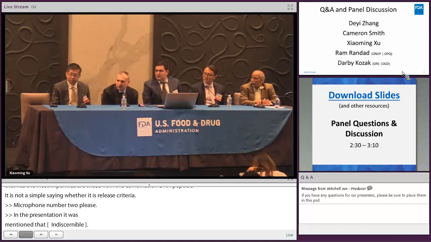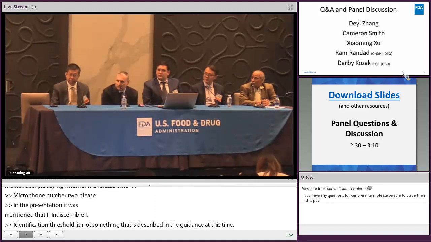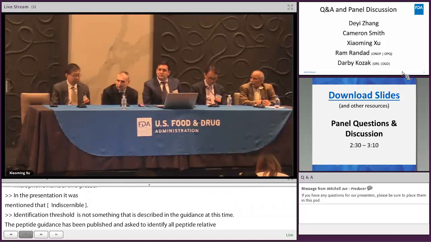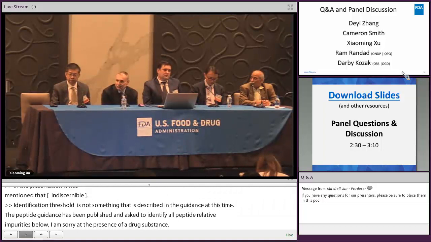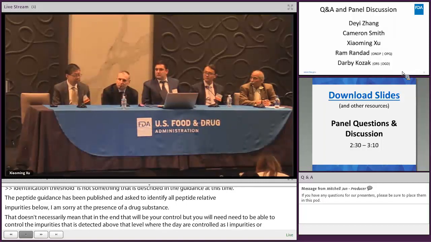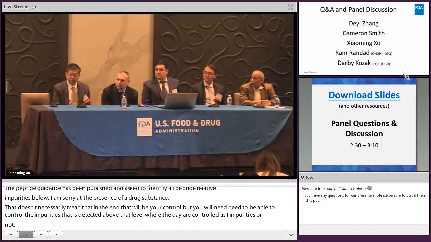So the identification threshold is not something that's described in any guidance at this time. In the peptide guidance that's been published, you're asked to identify all peptide-related impurities that are above 0.10% of the drug substance. That doesn't necessarily mean that in the end that will be your control threshold. However, you will need to be able to control those impurities that are detected above that level, whether they're controlled as unidentified impurities or not. So for peptides that aren't covered by the guidance, you can propose whatever identification threshold you feel is appropriate, and that will be a review issue.